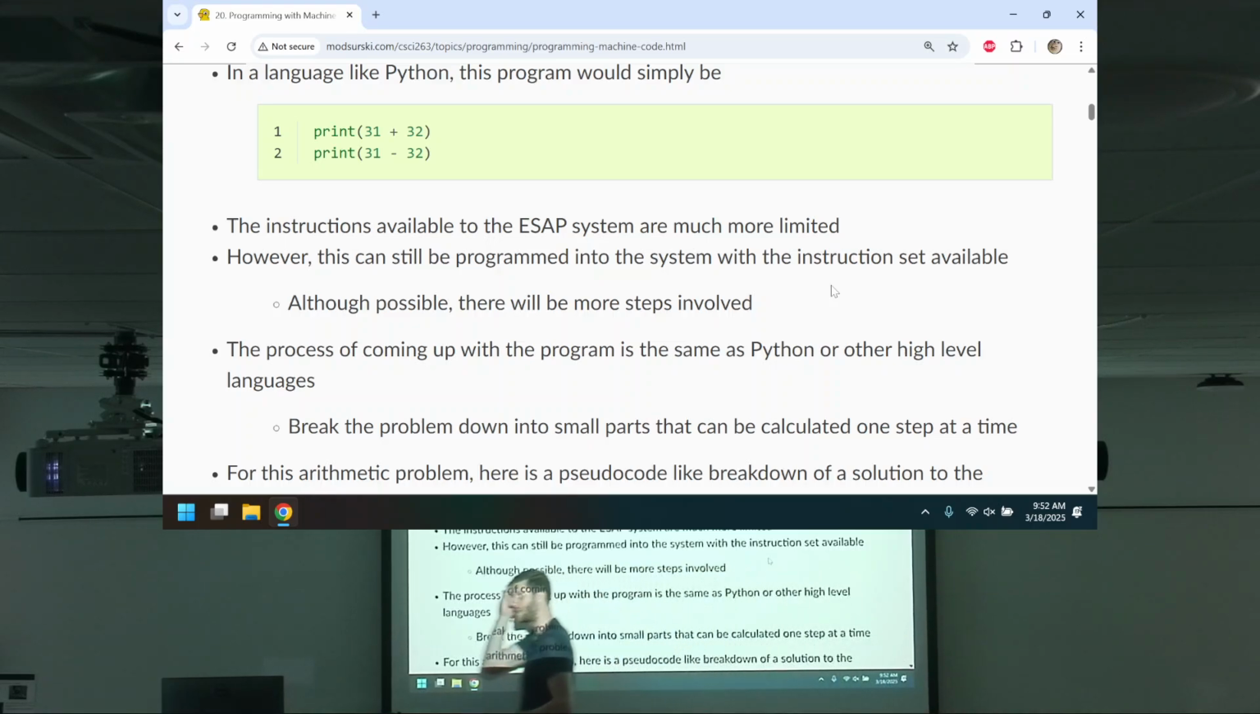So the process of coming up with a program for our system is exactly the same as you do in other languages. It's just at what level of abstraction and what tools you have available to you in that language. We break the problem down into solvable steps that we can do, one at a time. The solvable steps and flexibility we have in Python is quite high. With us, we have 13 instructions, 16, 13, whatever.